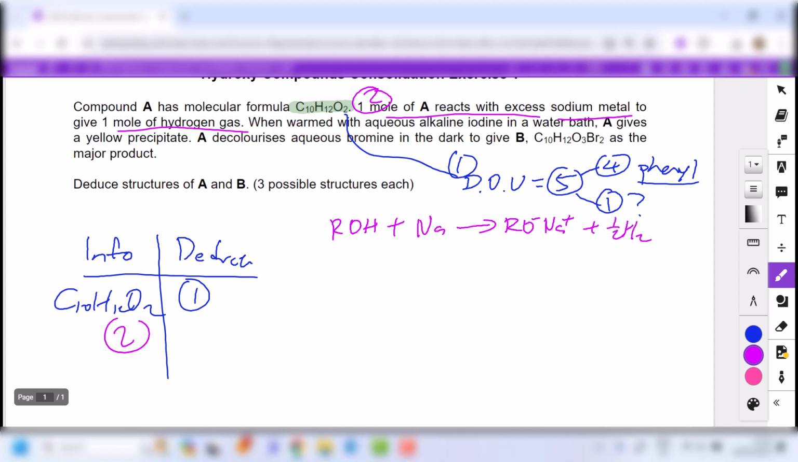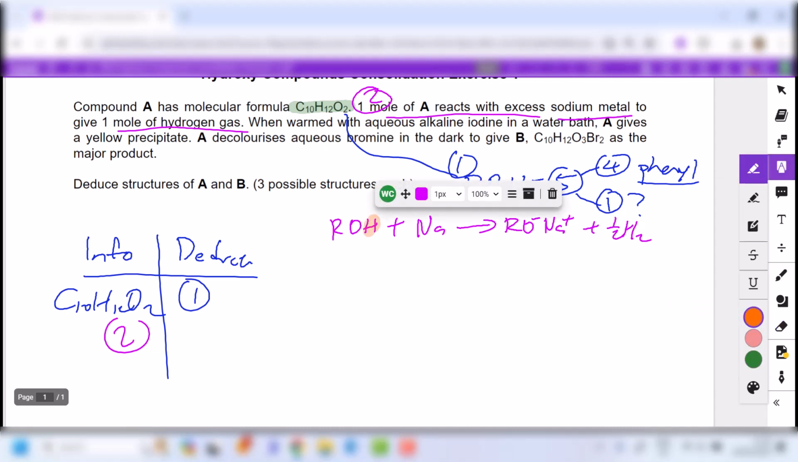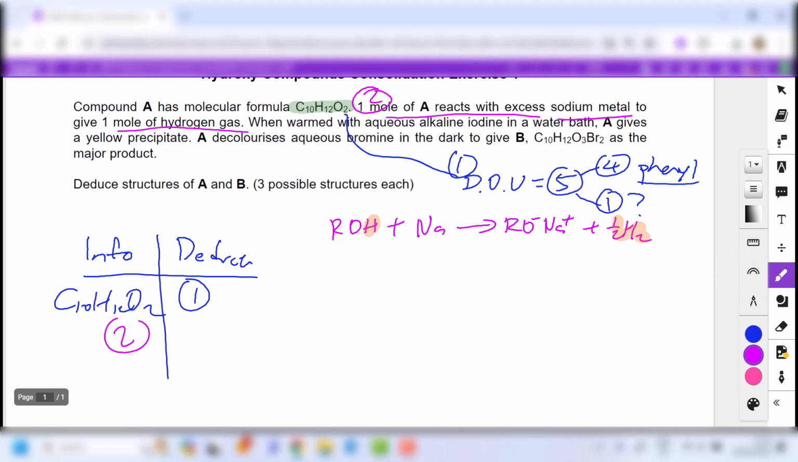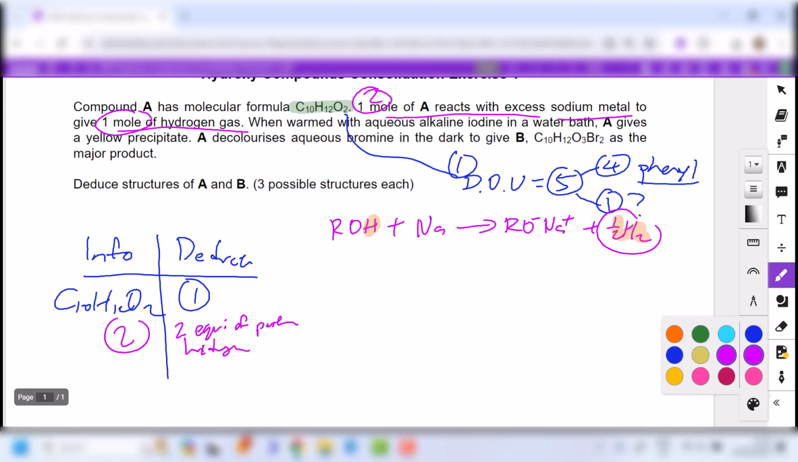So for every 1 mole of alcohols, or for that matter protonic hydrogens, I'm going to get half moles of H2. That actually implies that if I'm going to get 1 mole of hydrogen gas instead of half moles of hydrogen gas, that means that I'll have 2 equivalents of protonic hydrogens. So I can write down the deduction here. I'm just going to write down in point form: 2 equivalents of protonic hydrogens.